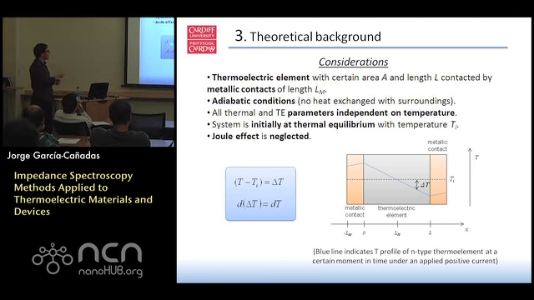We also apply these equivalencies. So I will consider a temperature difference, which is the temperature distance to the initial equilibrium temperature. So the derivative of this temperature difference equals dT. Here the blue line indicates, in an n-type thermoelectric element at a certain moment in time, the temperature profile when we apply a positive current.